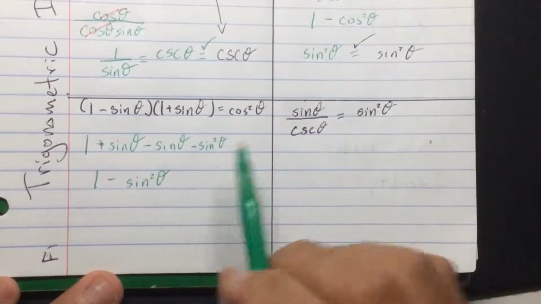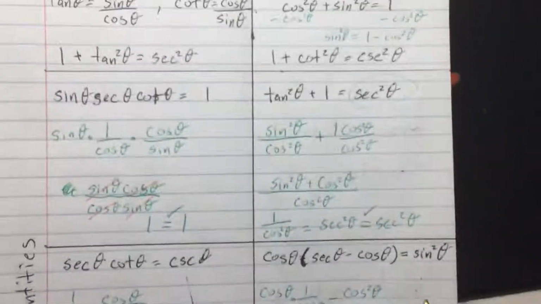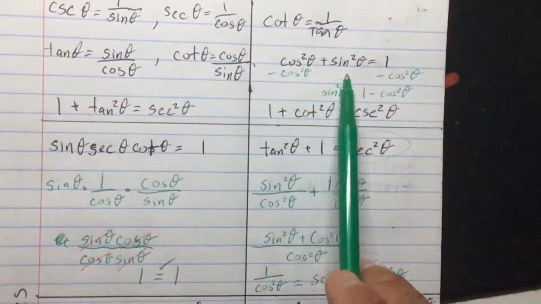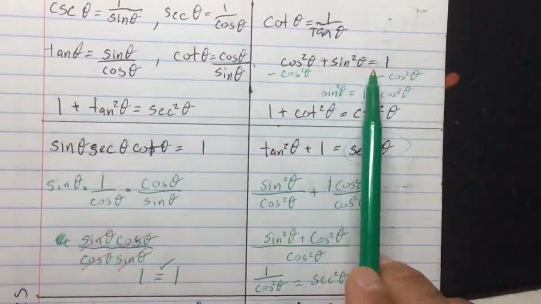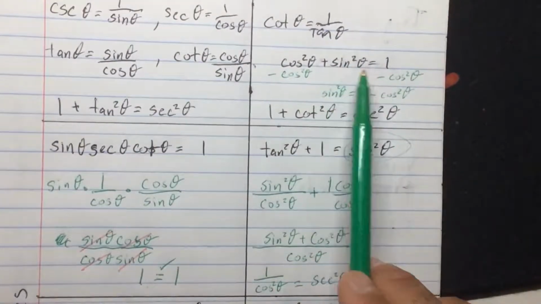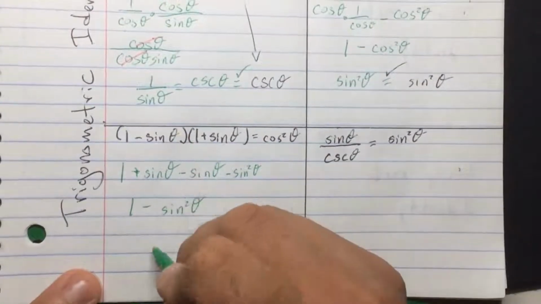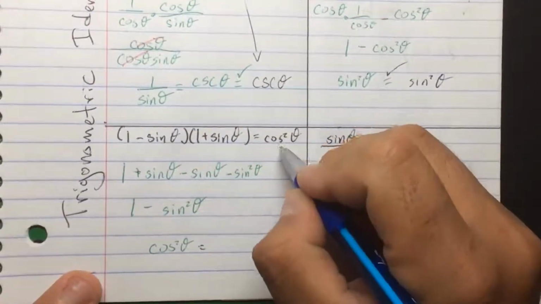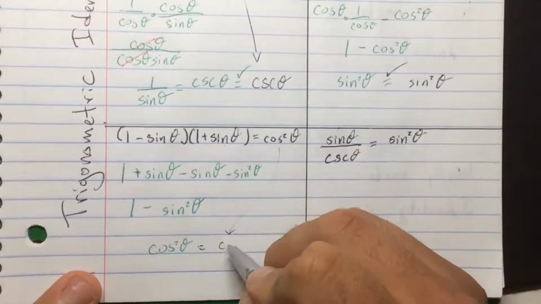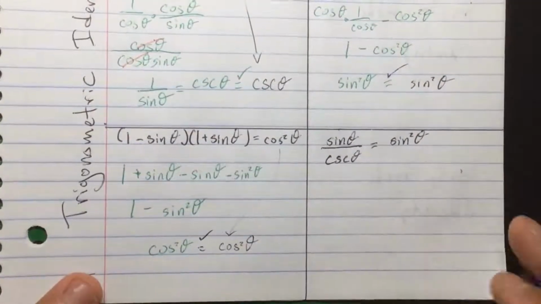And this is very similar to the one we just did up here. But instead of it being 1 minus cosine squared theta, if we subtract the sine squared theta here, we would have cosine squared theta is equal to 1 minus sine squared theta. So we can say that this indeed is cosine squared theta, which is equal to our cosine squared theta here. Okay, so this is verified.